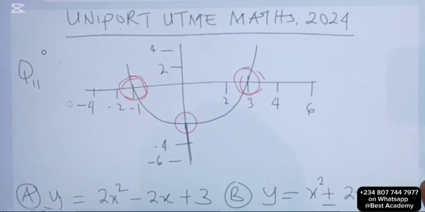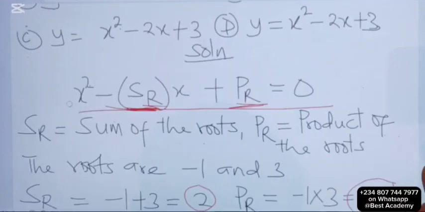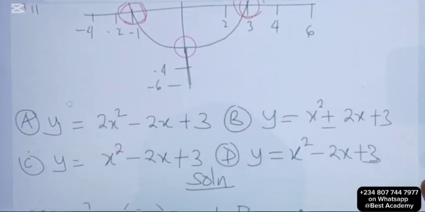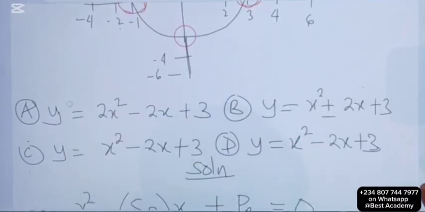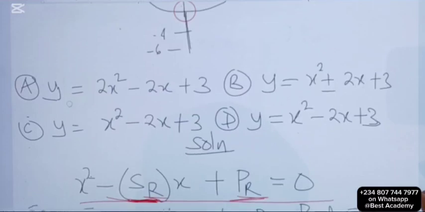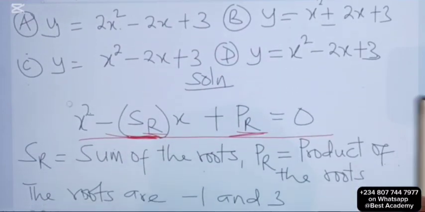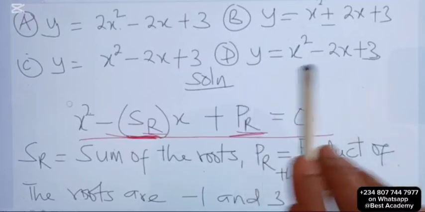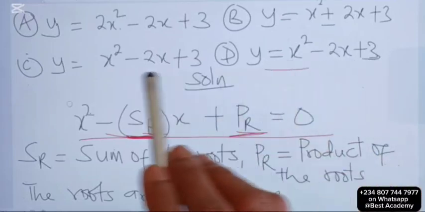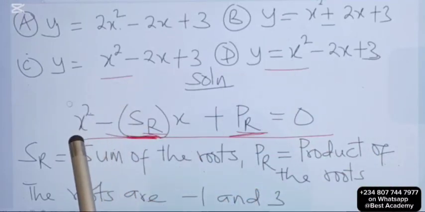S squared minus 2s minus 3. Let's check. S squared minus 2s minus 3. I think this one should be among these. Maybe I made a mistake here. Okay, so it might either be this or this here. Maybe I made a mistake, okay?